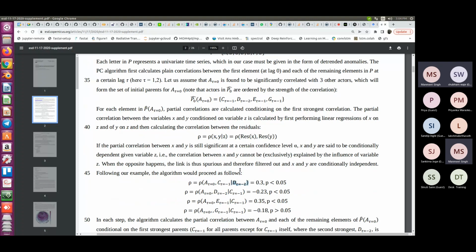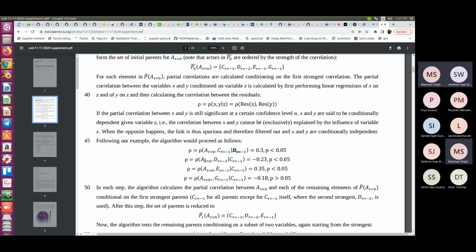So what we will do is make an equation, for example y equal to mx plus c, where your independent variable is D at tau equal to -2 and dependent variable is A at tau equal to 0, and from that equation we will find the residual. So we will take out the effect of D at tau equal to -2 from A at tau equal to 0, and from C at tau equal to -1. Once the effect of D at tau equal to -2 has been taken out from A at tau equal to 0 and C at tau equal to -1, if they still have a good correlation, then you can say that C is actually a causal parent of A and D doesn't have any role to play.